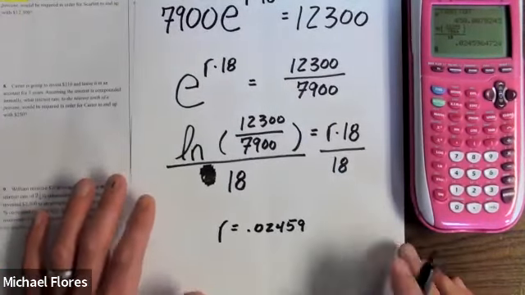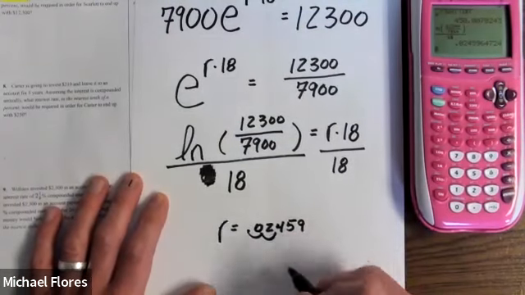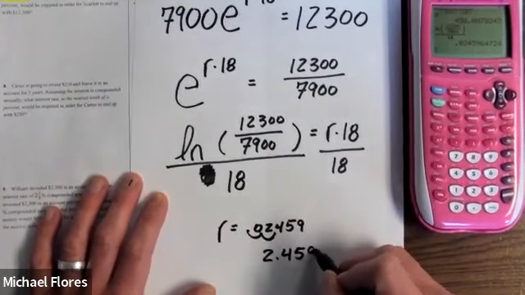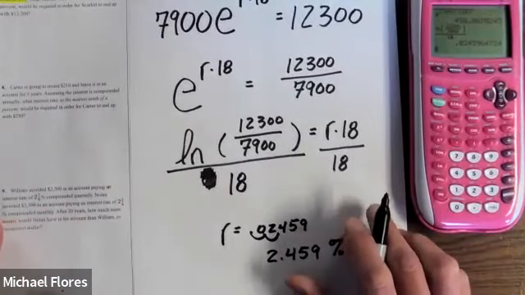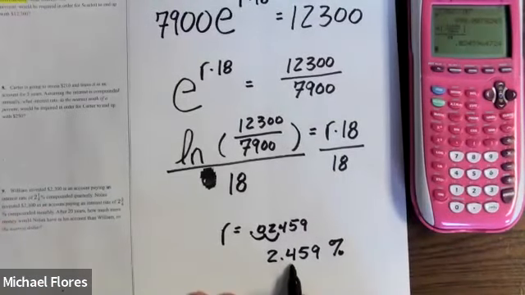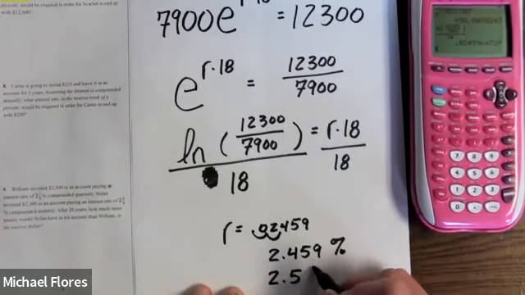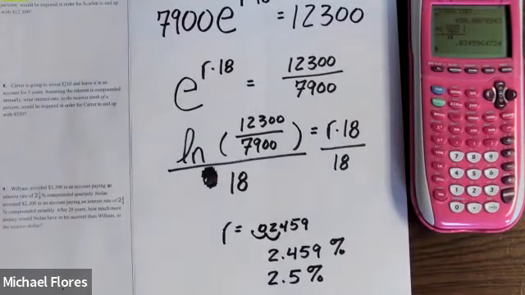Now rate, we're going to list that as a percentage. So move the decimal spot over twice. So 2.459%. And what are we rounding to? The nearest tenth, which would be here. So this would round to 2.5%. Final answer.